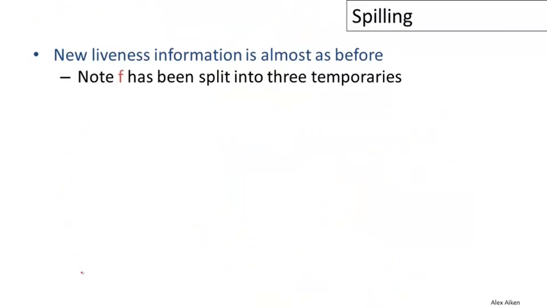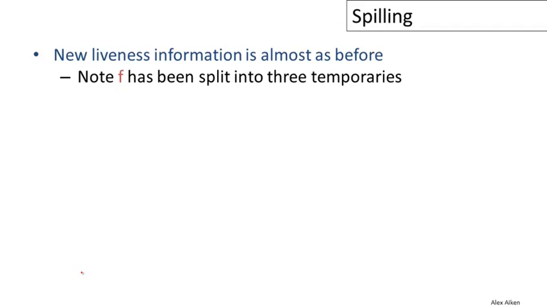To summarize the example on the previous slide, once we have decided that we're actually going to spill a temporary f, that means we're going to change the program. We're going to add loads and stores to the program, and now we're going to have a different program, and that's going to change our register allocation problem. So we're going to have to recompute the liveness information, we're going to have to rebuild the register interference graph, and then we're going to have to try again to color that graph.